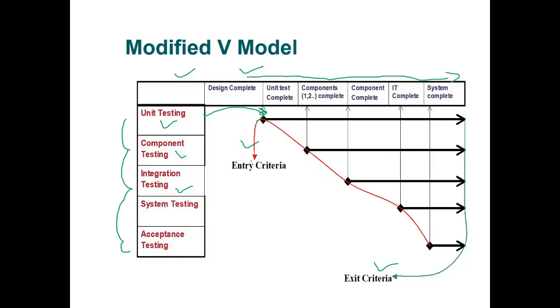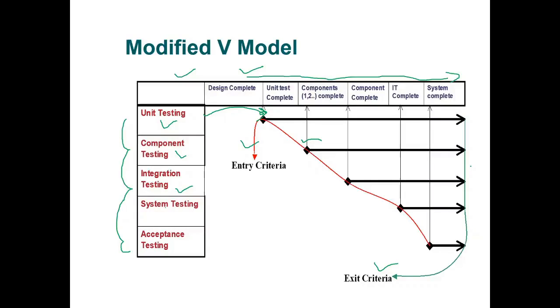So you can see here the entry criteria, that means the unit testing phase is going to begin now. Once it is completed, it becomes part of component testing. And you can see the exit criteria here as well. It shows that all your testing activities are completed, and you are moving forward to the next phase.